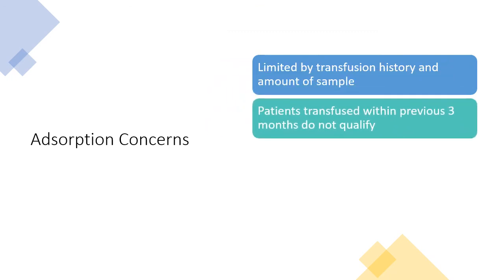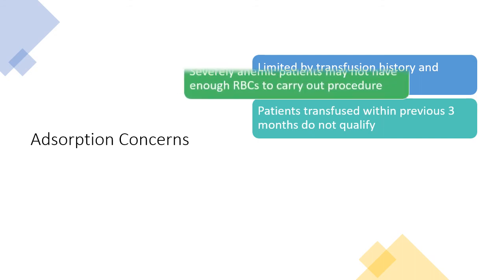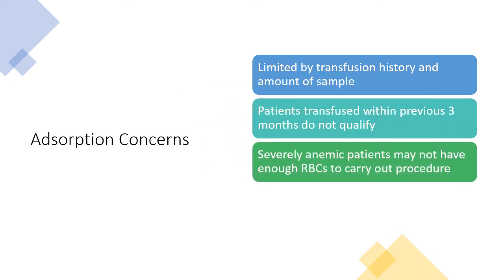Problems with absorption: it is limited by the transfusion history and amount of sample. If a person has been transfused within the previous 3 months, you can't do it because you're going to pick up the red blood cells from the previous 3 months. Remember, red blood cells survive for 120 days, so you're picking up what you transfused to that person most of the time. Severely anemic patients may not have enough red blood cells to carry out the procedure. So people with low hemoglobins can't do this.